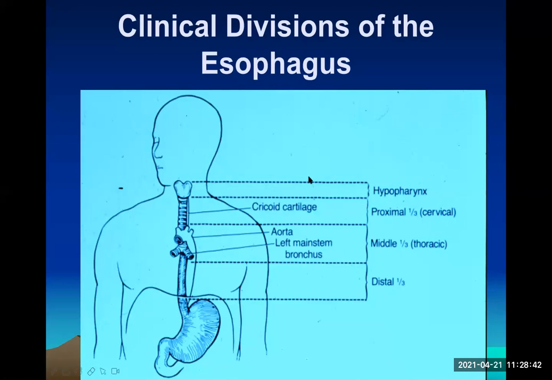Now, from the clinical point of view, esophagus is divided into three parts: proximal 1/3, middle 1/3, and the distal 1/3. Okay, proximal 1/3 is present in the neck, middle 1/3 is present in the thoracic cavity, and distal 1/3, very small part, is only present in the abdominal cavity. Otherwise, the majority of the part of distal 1/3 is also present in the chest cavity or thoracic cavity.